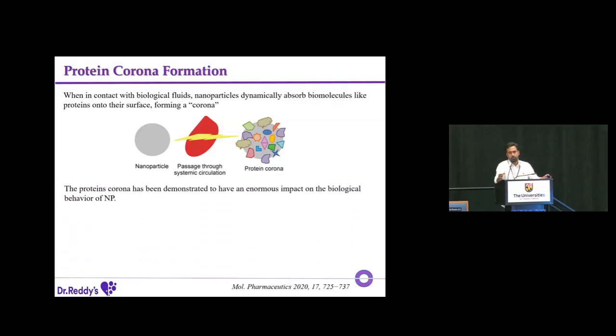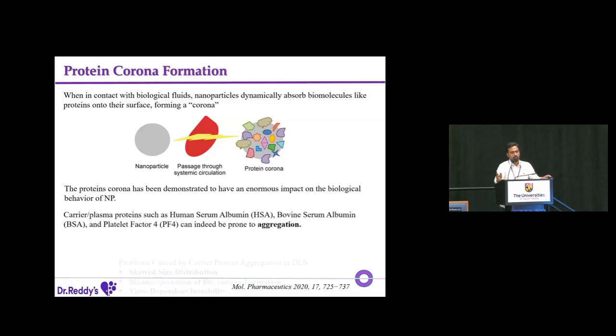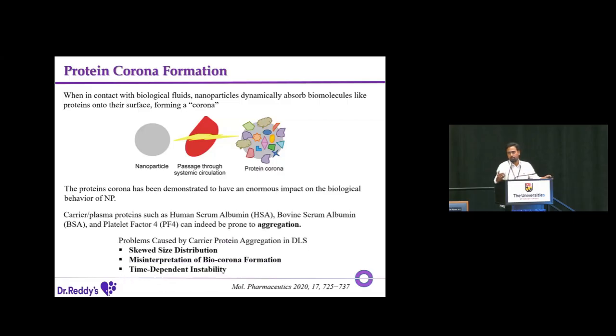In this, what will happen most of the time is that these carrier proteins usually have a tendency to form self-aggregates. That will really screw the data, and it will be hard to interpret the data, to understand whether the corona has formed or not. So this is the holistic understanding of the phenomenon, and I'll present a case with HSA, especially, and how it will impact.